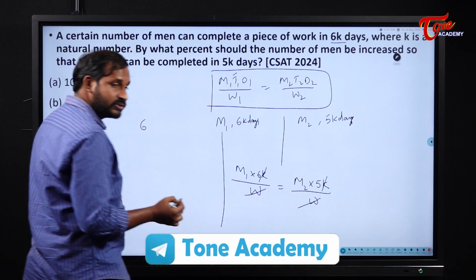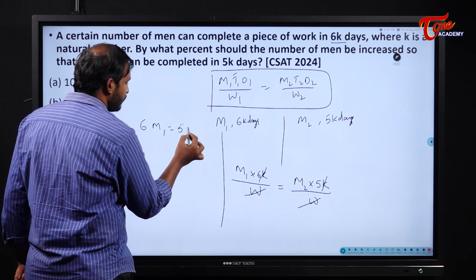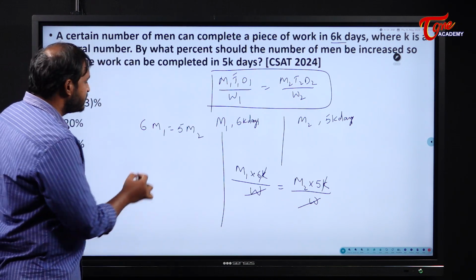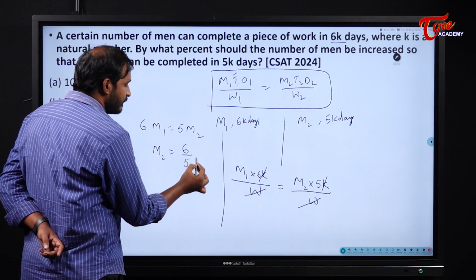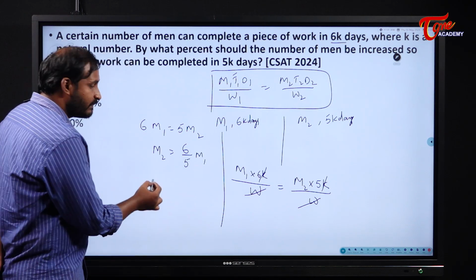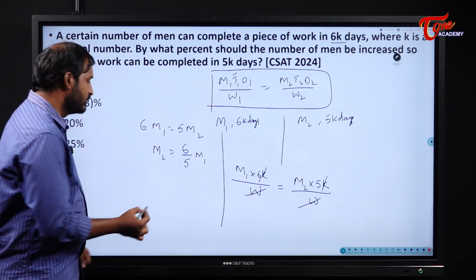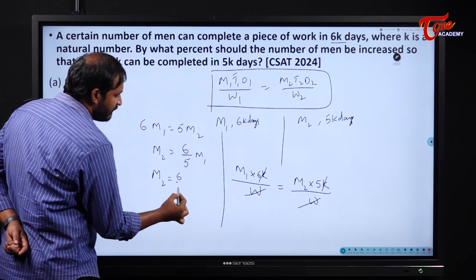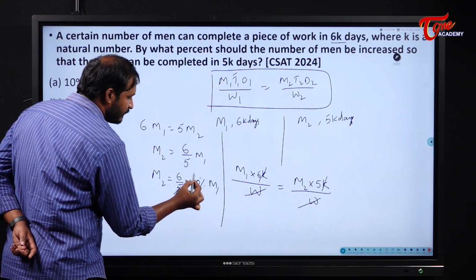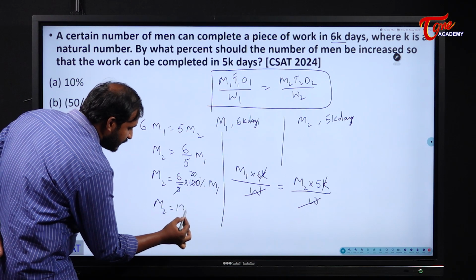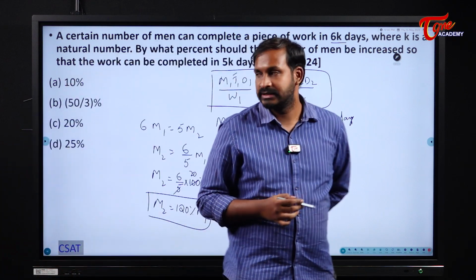Now see here what will happen. The common factor k will get cancelled, because those two are the same constants. So now 6 M1 is equal to 5 M2. From this, M2 is equal to what? I need to find M2 only. M2 is 6 by 5 of M1. Please try to write it as a percentage. How do you convert a fraction into a percentage? By multiplying it with 100. So M2 is 6 by 5 into 100 percent of M1. Five 20s are 100, so M2 will become 120 percent of M1.